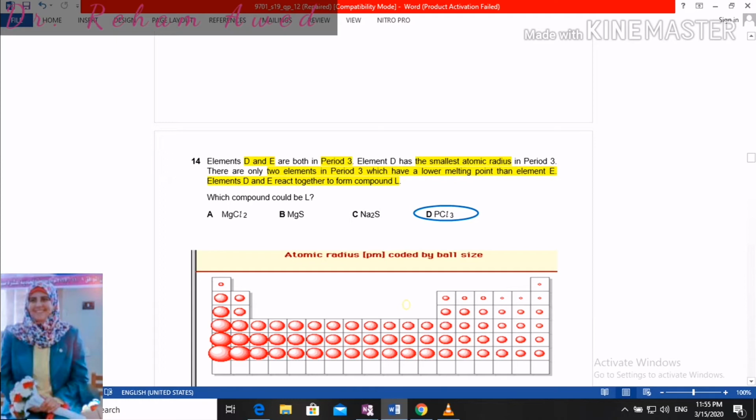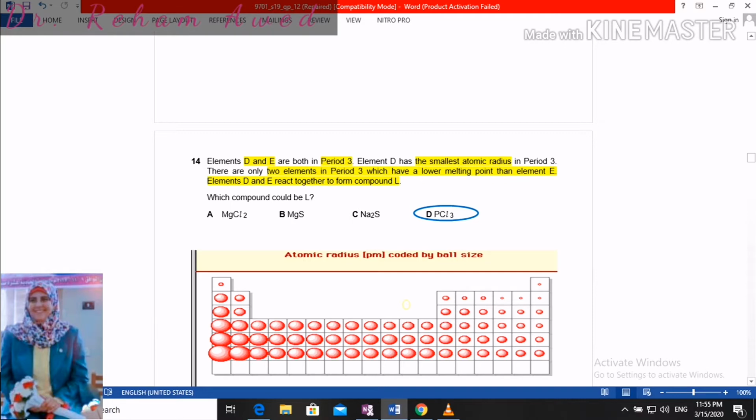Why will the atomic radius decrease? Because the number of protons inside our nucleus will increase. As the number of protons increases, the ability of the nucleus to attract the outer shell electrons will increase, so our atomic radius will decrease. The element in period 3 with the smallest atomic radius, of course we are talking about halogens. We are talking about chlorine. Chlorine has the smallest atomic radius in period 3.